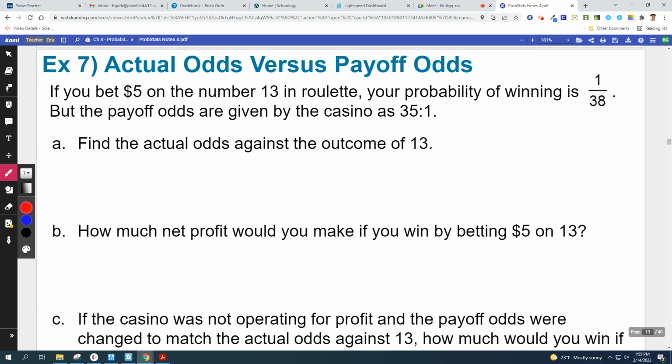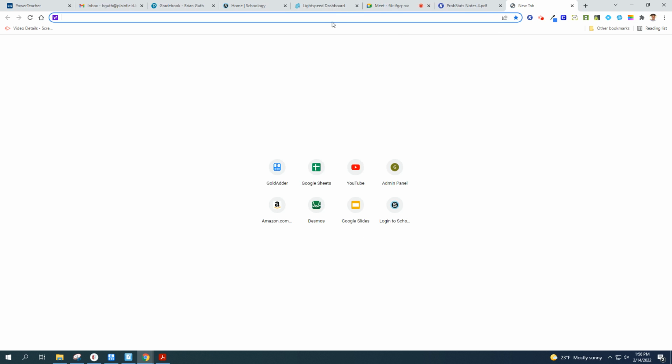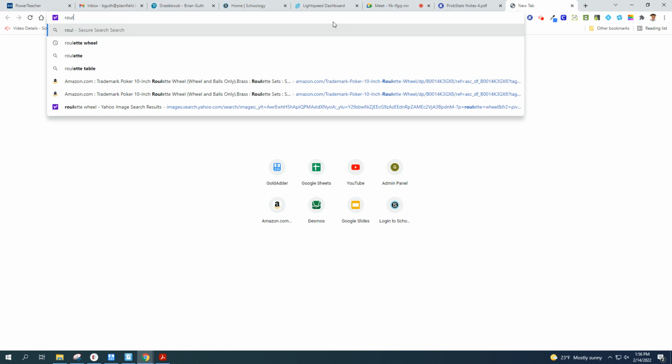Which brings us to example 7, actual odds versus payoff odds. If you bet $5 on the number 13 in roulette, your probability of winning is 1 over 38. We probably should look at a roulette wheel. I bet some of you in here aren't familiar with that, so let's just look it up real quick.